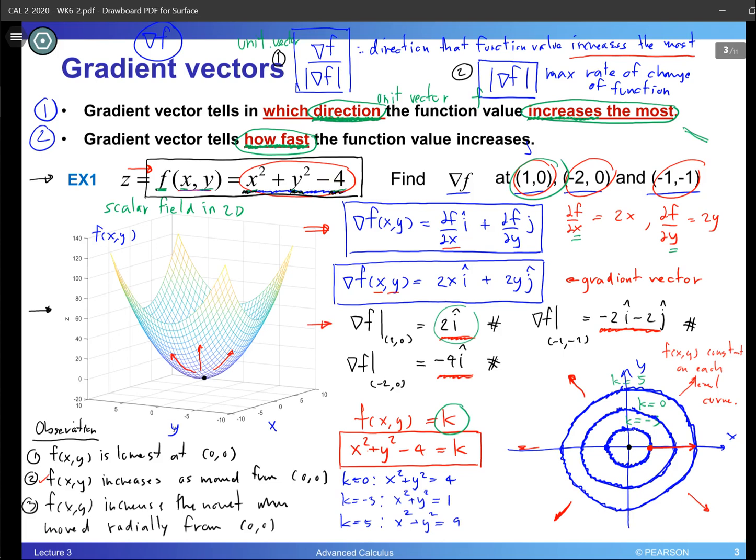Now let's take a look at the next one, at minus 2 and 0. For this one, let's draw this vector right here, minus 2 and 0.